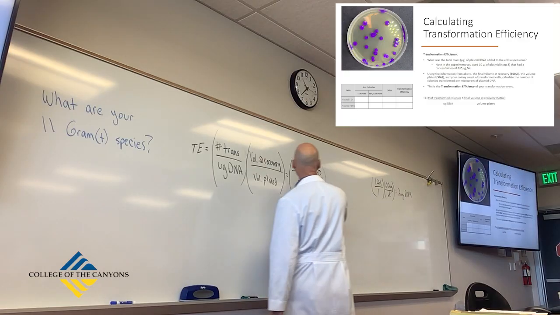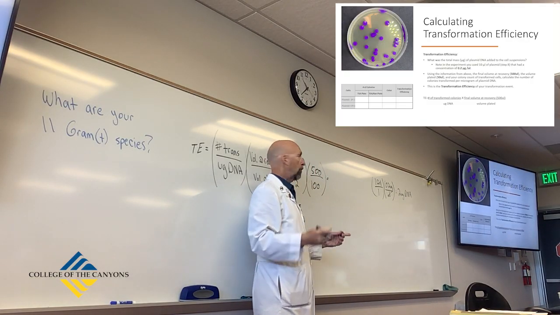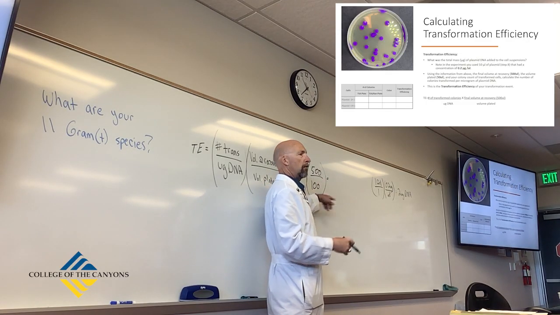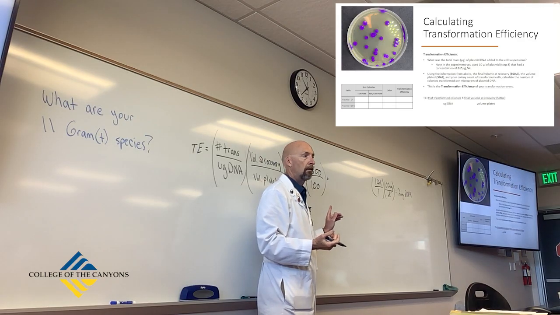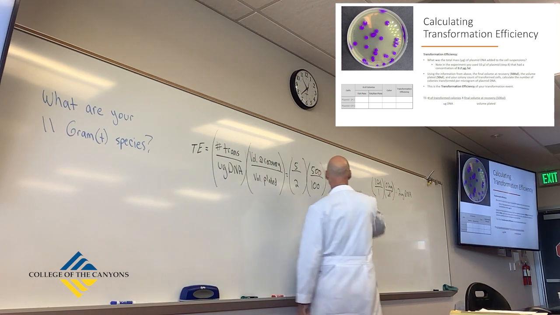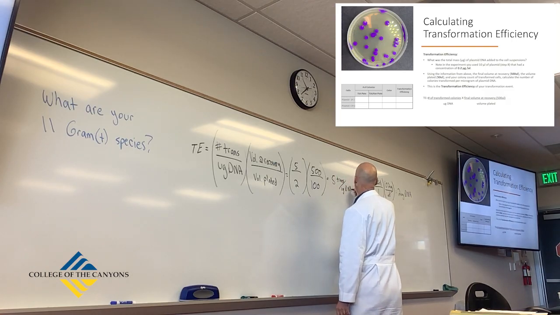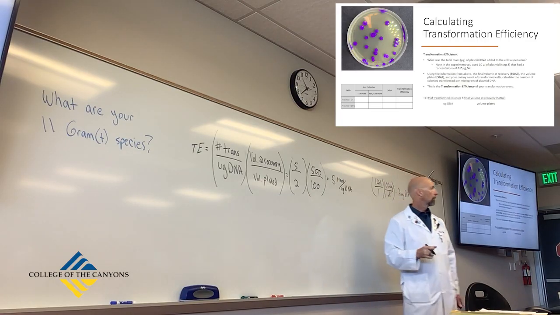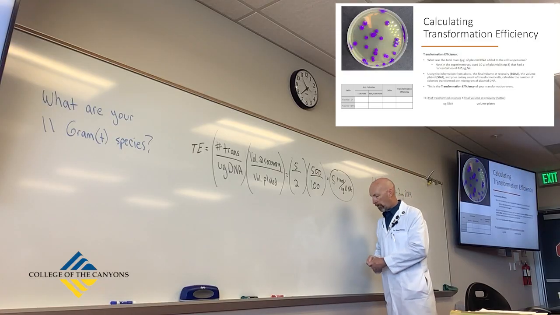Okay, so now we plug 2 in over here, and then you just do the math. 5 divided by 2, that's 2.5. 50 divided by 100, that's 0.5, right? So 2.5 times 0.5... wait, now we're back to 5. So that's 5 transformants per microgram of DNA. Okay, so that would be your transformation efficiency.